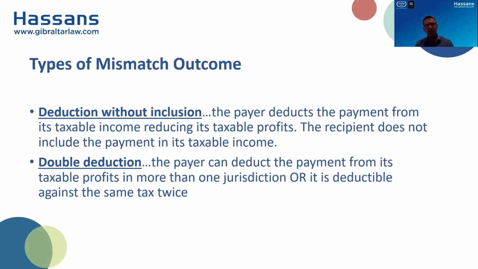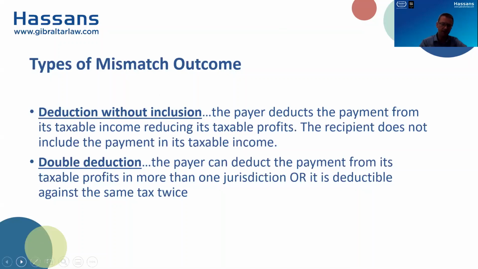Secondly, we have a double deduction where the payer can deduct the payment from its taxable profits in more than one jurisdiction, or it is deductible against the same tax twice. So you can have that where you have, say, a permanent establishment in one jurisdiction and a parent in another. The parent is the same entity as the permanent establishment, and if for some reason the home jurisdiction of the recipient of the payment, the payer of the payment doesn't recognize its permanent establishment, then it can deduct the payment in the jurisdiction of the permanent establishment, but also in its home jurisdiction.